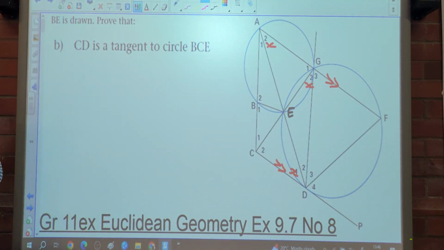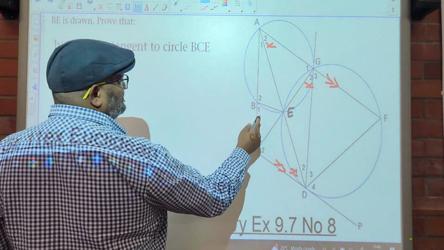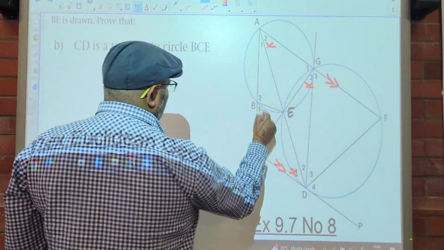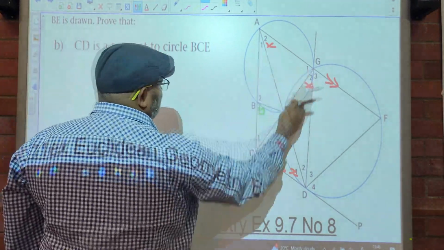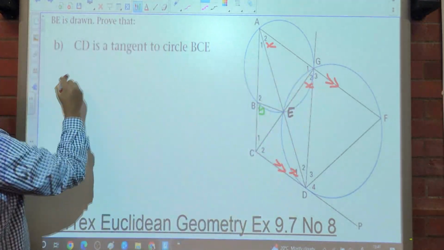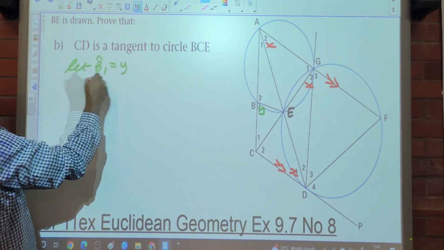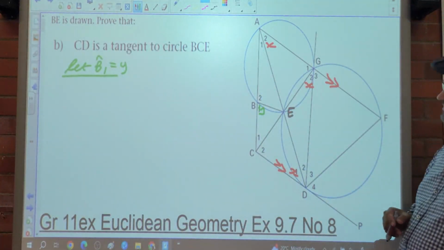So where do I start? You can say let B1 equal. Am I going to use X again? No. We're going to use Y. Why? Otherwise, if you use that to be X, that means you're automatically making those angles the same. So we say let angle B1 equal Y. So if B1 is equal to Y, which other angle is equal to Y?